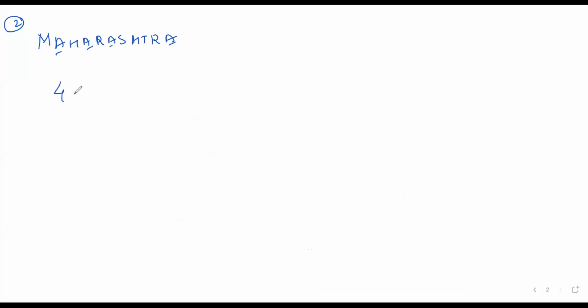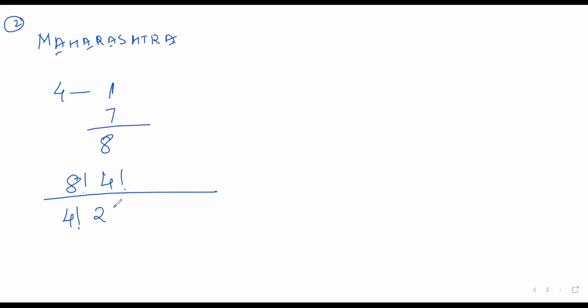Now vowels are always together, so all 4 letters are always together. So they should be considered to be 1. Remaining 1, 2, 3, 4, 5, 6, 7. Remaining 7 letters. Like this, we have 8 letters. 8 letters can be arranged in 8 factorial. These 4 letters can be arranged among themselves in 4 factorial. Whole thing upon H is alike, R is alike. This will get cut. Your answer is 8 factorial upon 2 factorial, 2 factorial.